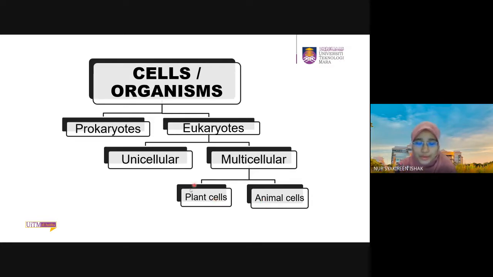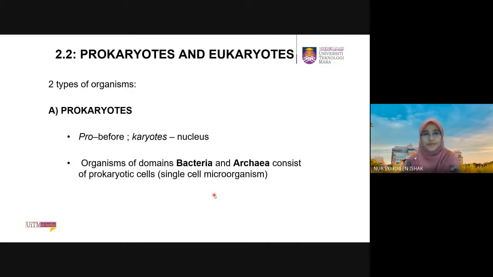So you have to know the difference between prokaryotes and eukaryotes. You have to know how to draw these two cells, the differences between these two cells, and also the differences between plant cells and animal cells. You have to know how to draw these two cells. So for prokaryotes and eukaryotes, two types of organism.